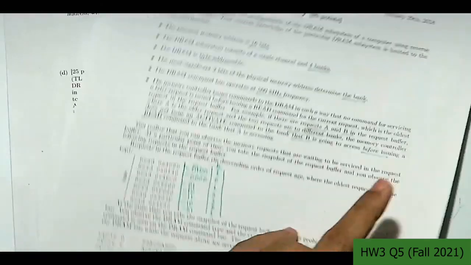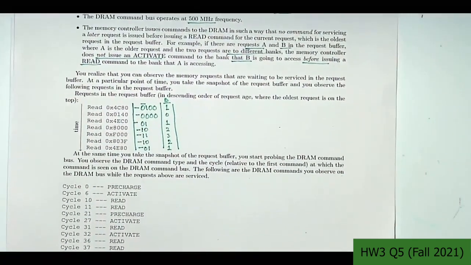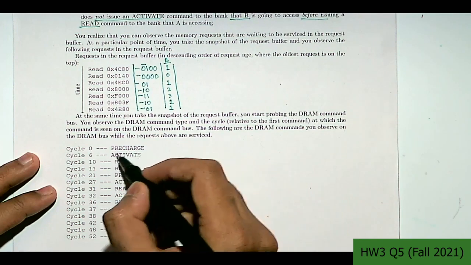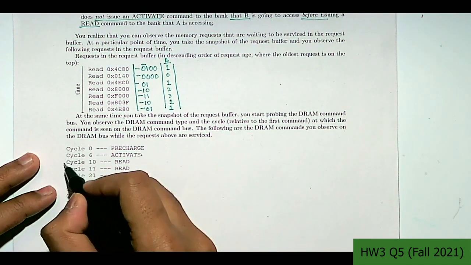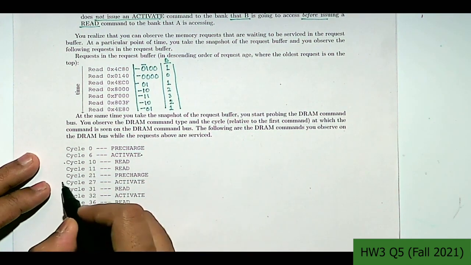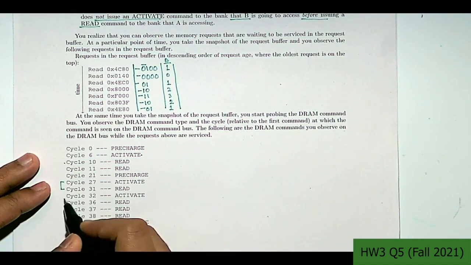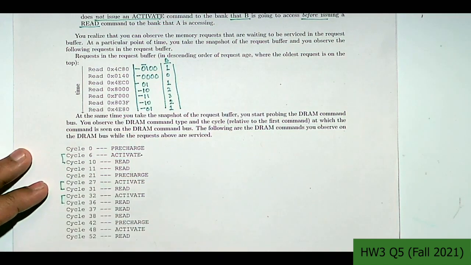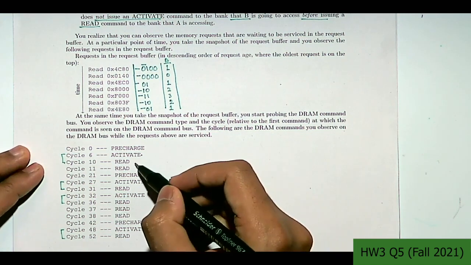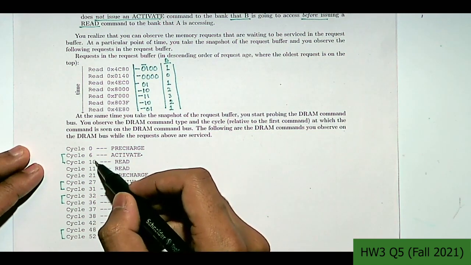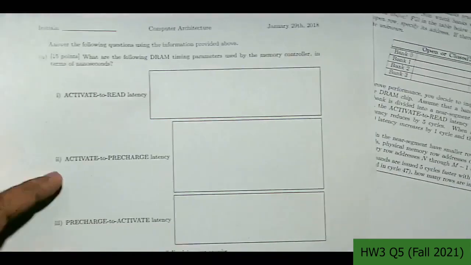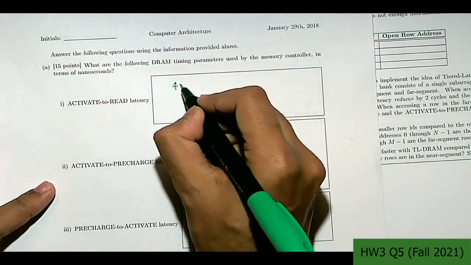Now we want to know the activate to read latency. That's the first question. Activate to read latency is bank oblivious. You have an activate command followed by a read command, and another pair exists here, another pair exists here. So this is the first pair, and another pair is here. The activate to read latency is a 4 cycle latency. Make sense? So the answer would be 4 cycles.